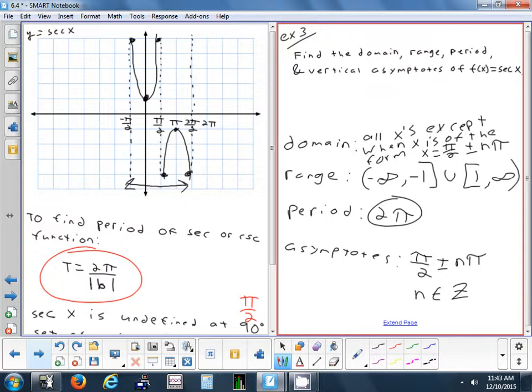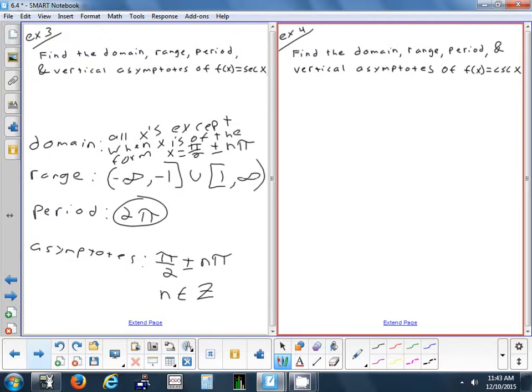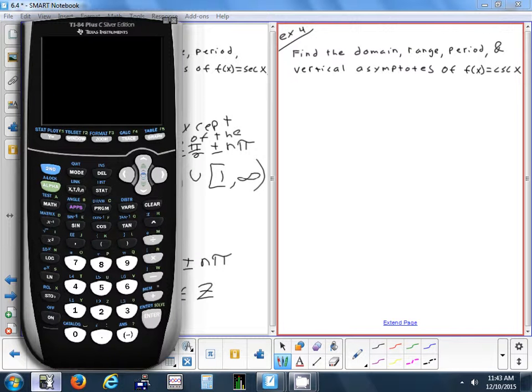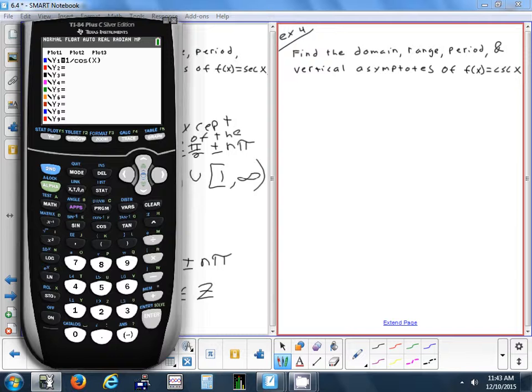Okay. Any question on basic properties for secant? All right, let's graph cosecant. We're not going to go through as much detail. Let's just use the calculator. But since sine and cosine are very similar, secant and cosecant are going to be very similar.